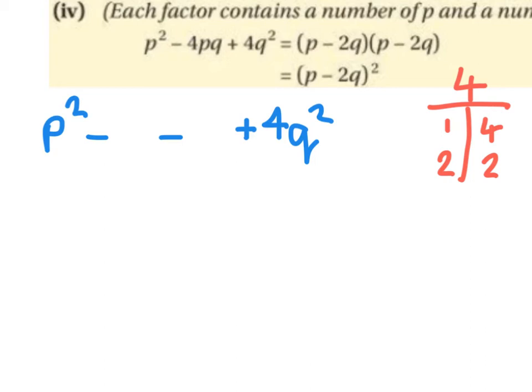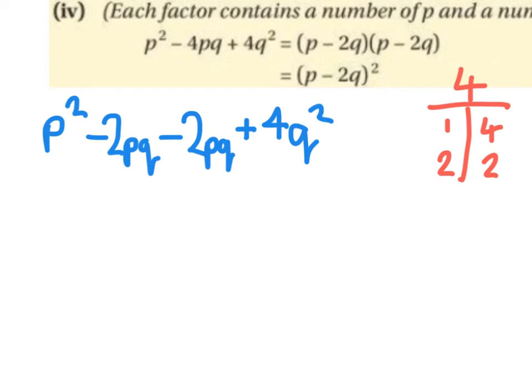So let's say I was to use minus 1, minus 4. Well, that would give me minus 5, which is not what I want. So if I use minus 2, I will get minus 4. But I'm looking for minus 4pq. So minus 2 what will give me minus 4pq? It's going to be minus 2pq. Minus 2pq will end up giving me minus 4pq.